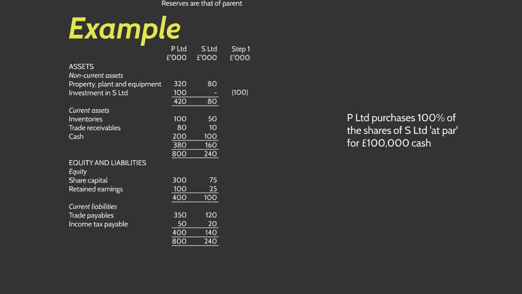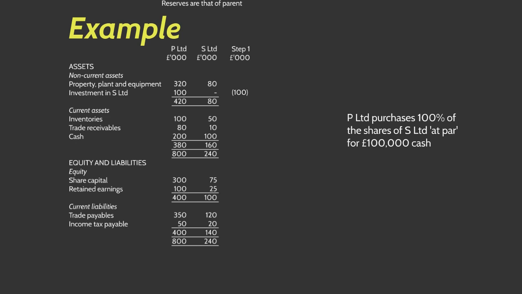But we don't just remove the investment in S Limited, because by doing that, we are impacting overall assets and reducing assets by £100,000. That means we need to make an adjustment in the other half of the statement to make it balance. And as I've already said, if you include the assets and liabilities of the subsidiary, you don't need to then include equity, the share capital and retained earnings, because you've already included assets and liabilities. Equity is just the difference between assets and liabilities.